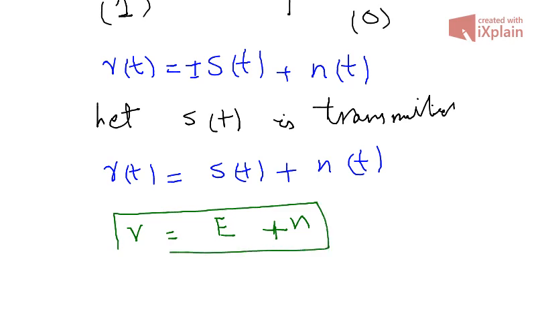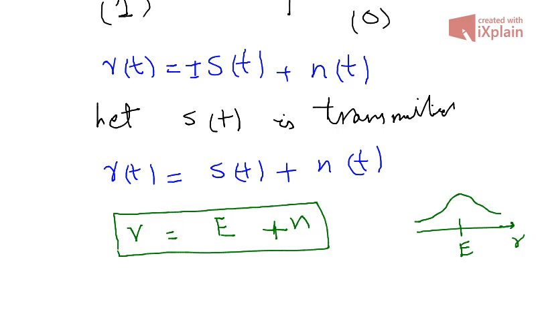And we know how to derive the PDF of R, and we can draw the PDF of R. It is just a shifted PDF towards E. It is a Gaussian with mean E. You can draw the PDF of R when s of t is transmitted. We did it in our previous lecture, so I would not repeat that. You can use the knowledge of the transformation of random variables to derive this PDF. So we have this PDF of R, which is E plus N.